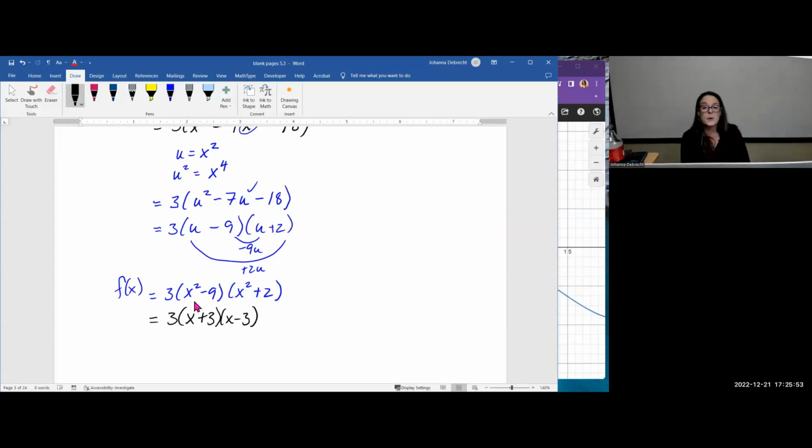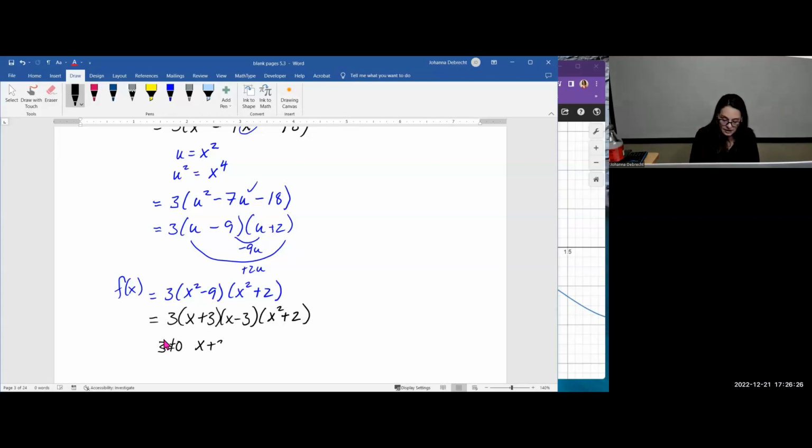Can I factor x squared plus 2? No, I can't. It is what we call a prime polynomial. It doesn't factor any further. So this is what we mean by an irreducible quadratic. It does not break down into 2 linear factors multiplied together. So now, in order to solve this one, I'm going to set each factor equal to 0. Now, obviously, 3 is not 0. That doesn't mean I've done anything wrong. It just doesn't give me a solution.